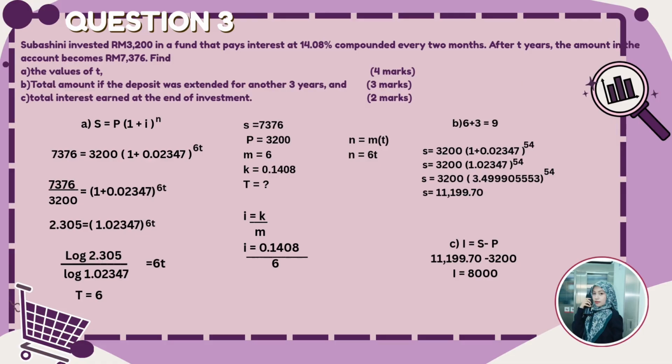And for the last one, question C, to find the total interest earned, I use the formula I equals S minus P. I subtracted the original investment from the final amount, so the answer is 8,000 ringgit Malaysia.